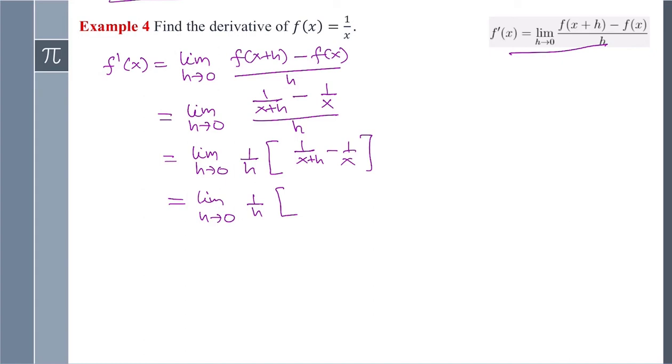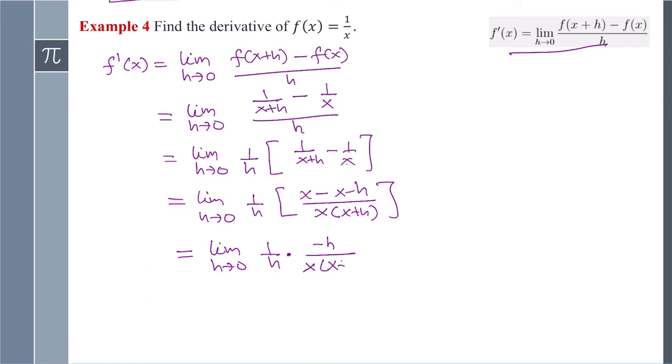We can make a common denominator, or we can just do the butterfly method, which is x times 1 is x, minus h, divided by x times x plus h. So if you make the common denominator and do the subtraction, that's what you are going to get. So this equals the limit as h approaches 0 of 1 over h. Then in the numerator, you have x minus x, which is 0, then minus h. So this is times negative h divided by x times x plus h.